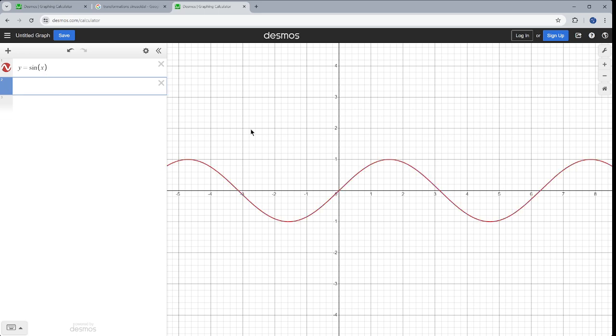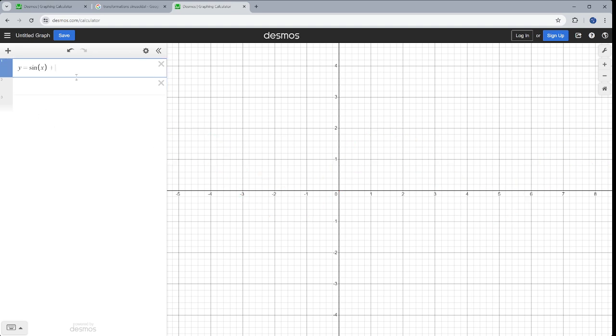Our last transformation is moving it up or down, right? So if we want to move a unit up, or 2 units up, or maybe 1 unit down, we have our -1.